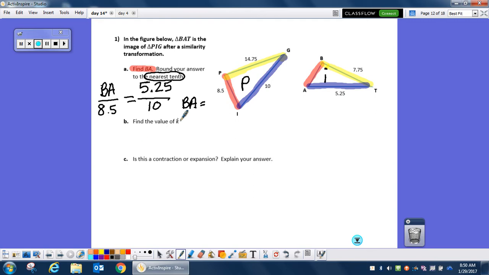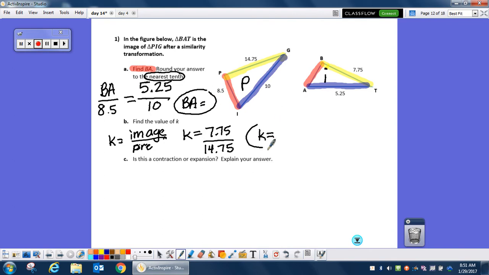Alright, now the value of K, which is just the ratio of similitude, K is image over pre-image. So all you need are two numbers. So what I like to do is pick a number from the image. So if I picked, let's use 7 and 75/100ths this time, I would put that over its corresponding length in the pre-image, so 14 and 75/100ths. And what you would have to do is you can either leave it as a decimal, or I would like to see it as a simplified fraction. So I'll be looking for the length of BA and the value of K.